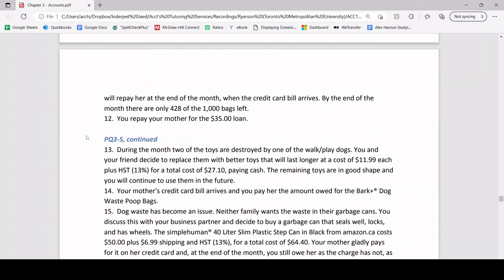Transaction number 13. During the month, 2 of the toys are destroyed by one of the walk/play dogs. You and your friend decide to replace them with better toys that will last longer at a cost of $11.99 each, plus HST for a total cost of $27.10, paying cash. The remaining toys are in good shape and you will continue to use them in the future. So for transaction number 13, it's going to be another 2-part entry.